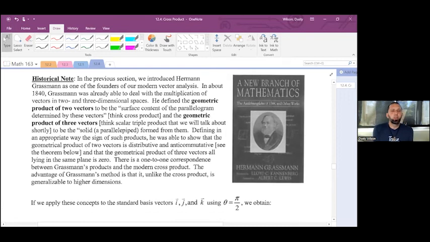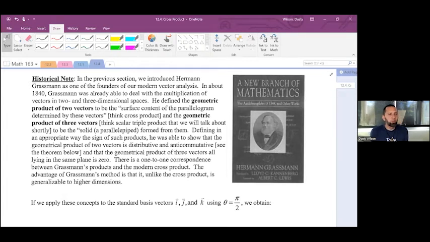In the previous section, we introduced Hermann Grassmann as one of the founders of our modern vector analysis. In about 1840, Grassmann was already able to deal with the multiplication of vectors in 2- and 3-dimensional spaces. He defined the geometric product of two vectors to be the surface content of the parallelogram determined by these vectors. Think cross product. And the geometric product of three vectors, think scalar triple product that we will talk about shortly, to be the solid parallelepiped formed from them.